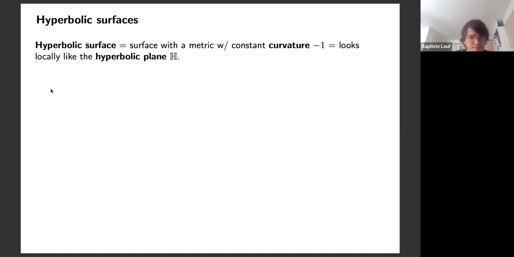All right. So first, what is a hyperbolic surface? A hyperbolic surface, roughly speaking, is a smooth surface with a continuous metric such that this metric defines a curvature which is minus one at all points. In other words, my surface has to look locally like the hyperbolic plane around each point.